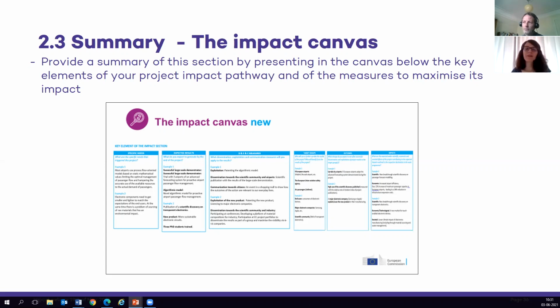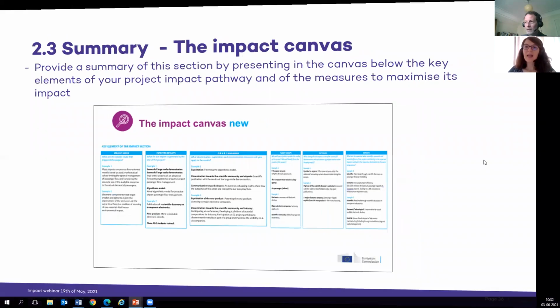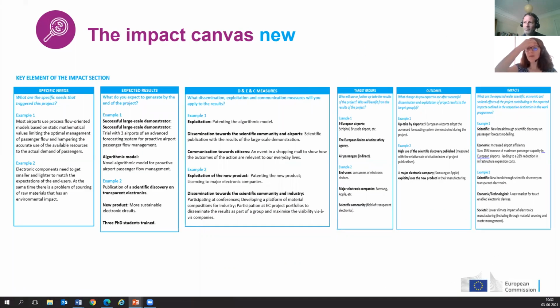And this canvas has really an objective to be a visual presentation of what you have written in the narrative part. We have tried to put in there all the elements. We have mentioned the expected results, what your dissemination, exploitation and communication measures are going to be, the impact, the outcomes, the target groups, like everything is gathered in there. And the objective is both for you as applicants and for experts to make it easier to draft and to evaluate the impact section.